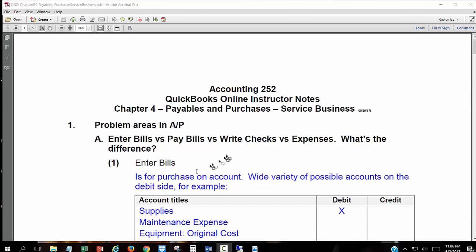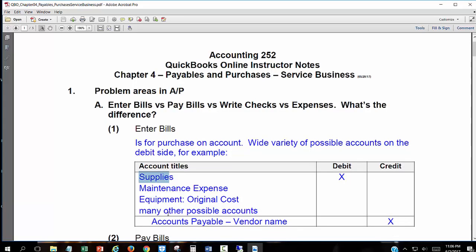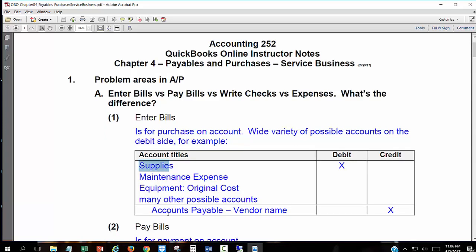What's the difference? If you enter a bill, that's for a purchase of something, goods or services, on account. And there are a wide variety of possible accounts on the debit side. For example, it could be supplies, maintenance expense, equipment, and many other possible accounts. Anything that you could get a bill for, basically. And the credit side is accounts payable, the name of the vendor that you're receiving open account credit for.